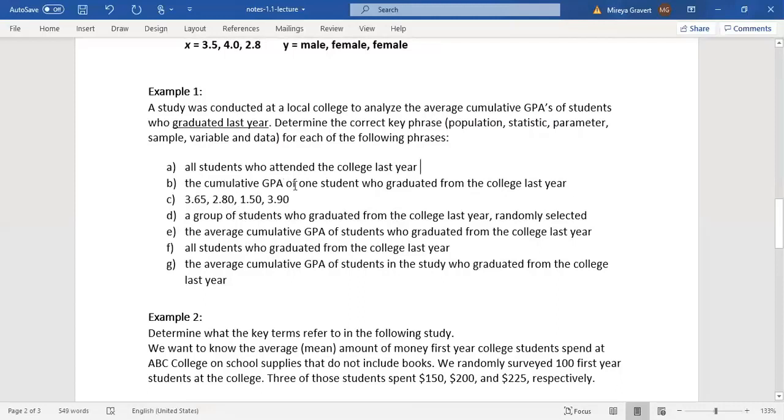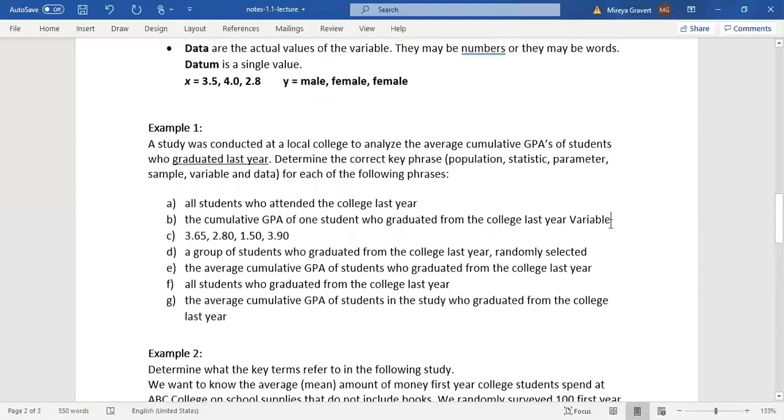A cumulative GPA of one student who graduated from the college last year. So we're looking at the GPA of one student. So here, that's a variable. Okay, variable. And looks like we have some data here. We got some GPAs, that's data.